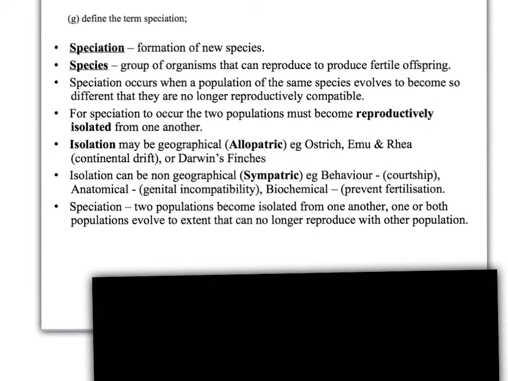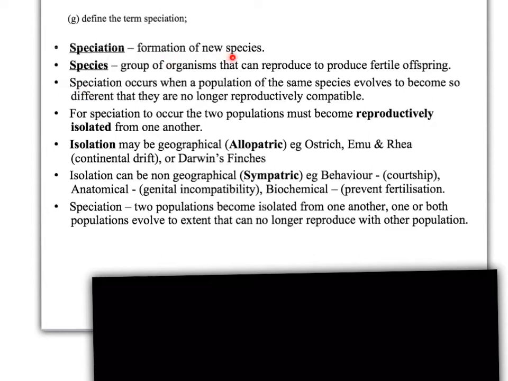So this introduces an idea of how new species form, which is a word, speciation, you might not have come across before, which very simply means formation of new species. First of all, let's define the term species, which you've probably looked at in the classification unit. A group of organisms that can reproduce and produce fertile offspring is the way that we define species.